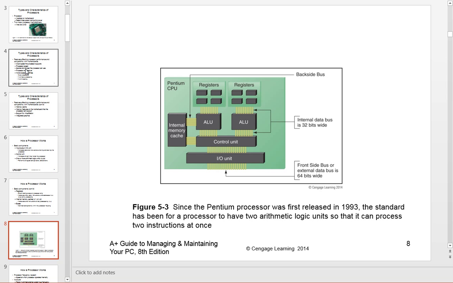Here's a graphical picture of it. You can see here where you have an input-output unit that gives you input and output on the front side bus out to the rest of the computer. You have internal buses throughout here, and you can see how the control unit, the internal cache, the ALUs, and then the registers work with each other in a real simple, quick graphic.